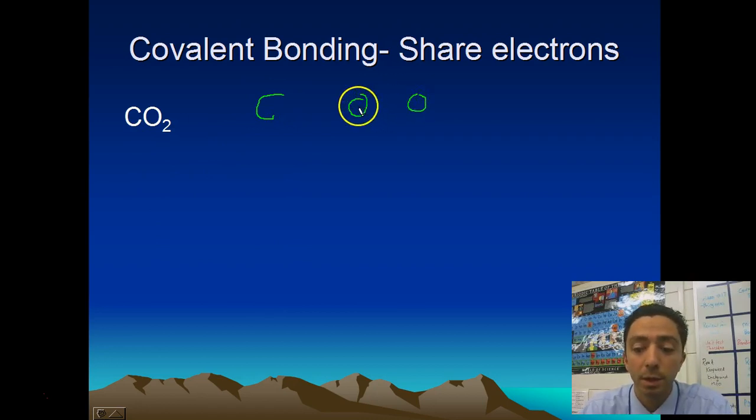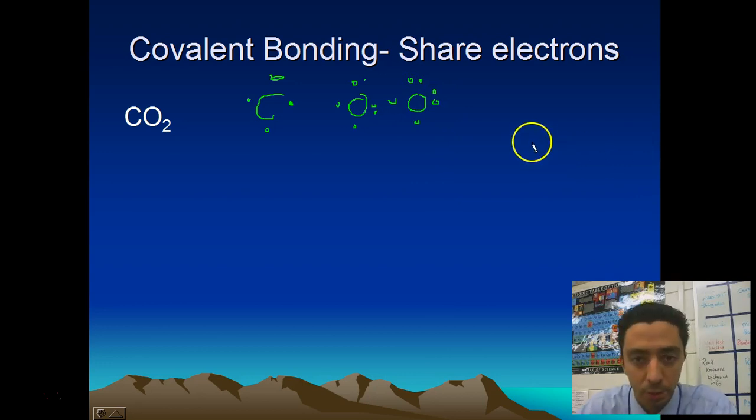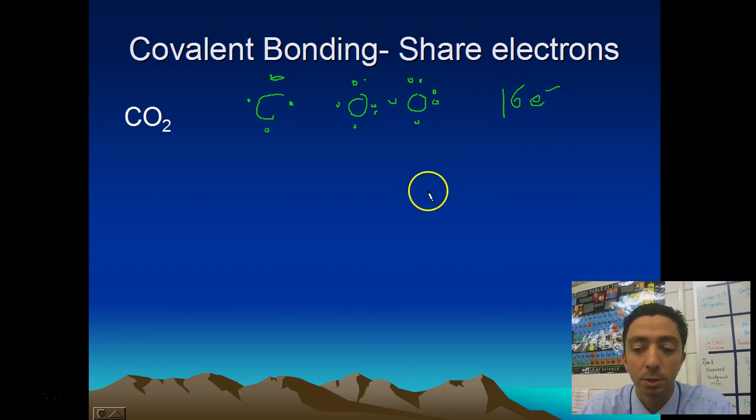So first thing I need to do is figure out total number of electrons. Carbon's got 4. There's my carbon. Oxygen has 6. 1, 2, 3, 4, 5, 6. 1, 2, 3, 4, 5, 6. I apologize for those electrons. Some of them are not very circular. It is what it is. 4 plus 6 plus 6 means I've got 16 total valence electrons to use up. And I need to make sure I put all of them in the drawing.